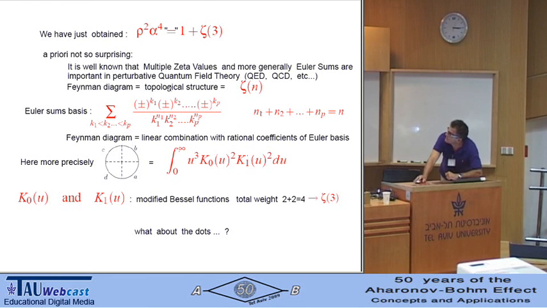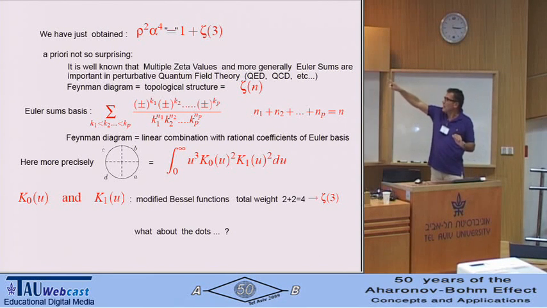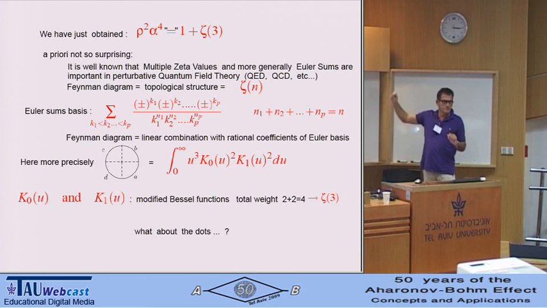So here, it's a little bit complicated. You have k1, n1, k2, n2, etc. The sum of the n is n1 plus n2 plus np is n, right? So this object, which is called an Euler sum, is in the family of zeta of n. And so every Feynman diagram with a given topological structure that you can guess by some kind of argument should be expressed in terms of this Euler sum with n1 plus n2 plus np equal n. Okay?